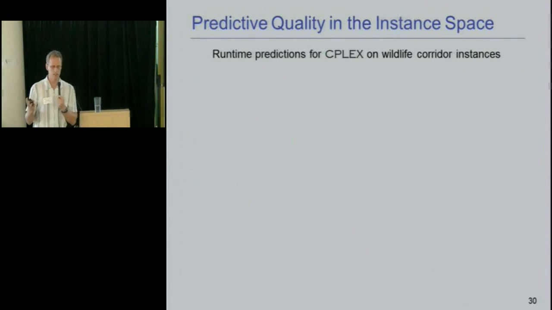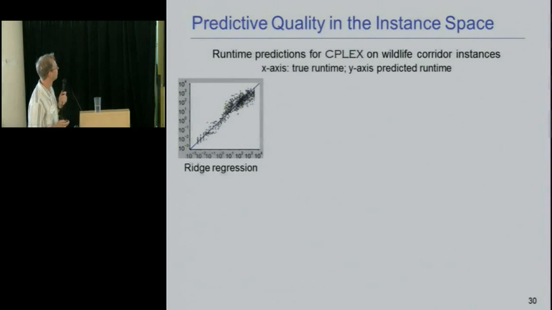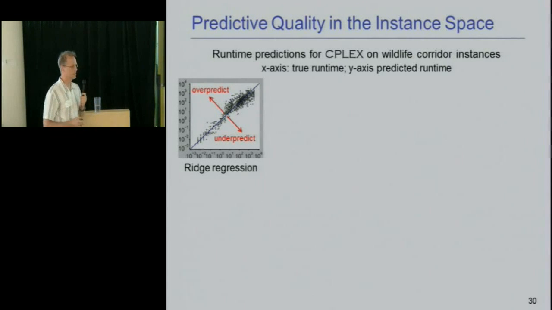Now, how do these methods actually compare in terms of predictive quality? So I'm going to show some runtime predictions for running CPLEX, the CPLEX default right now, on those wildlife corridor instances. On the x-axis here, there's the true runtime, and this is predicted runtime. So we want to be on the diagonal. If we're on the diagonal, everything is perfect. Below the diagonal, we underpredict the hardness. Above the diagonal, we overpredict.